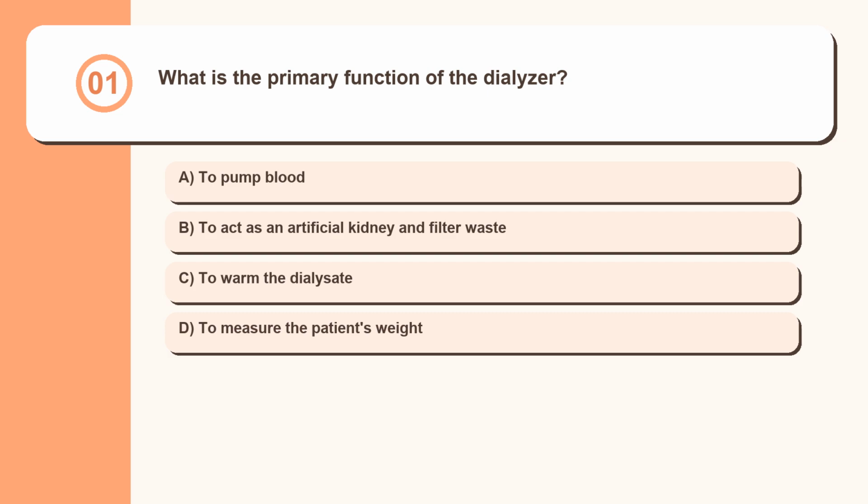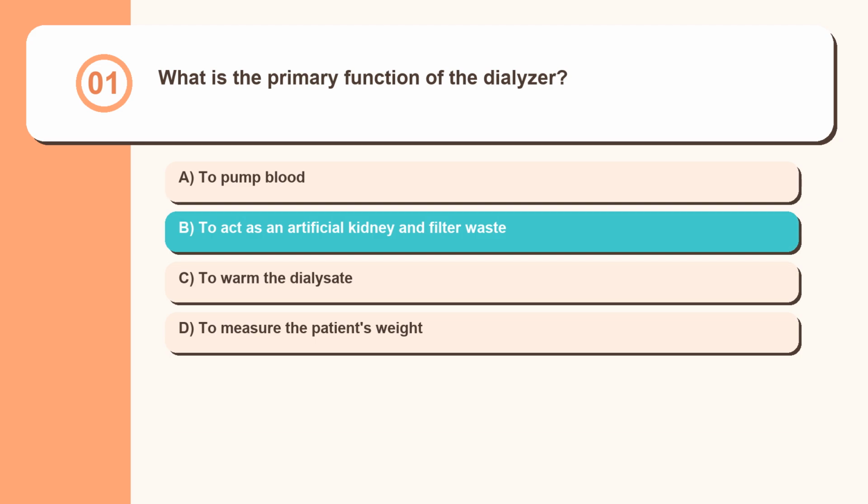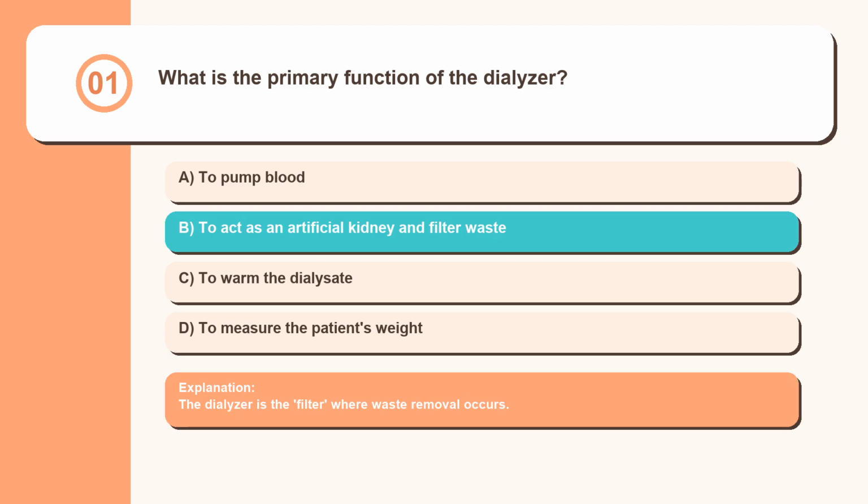Question 1. What is the primary function of the dialyzer? To pump blood, to act as an artificial kidney and filter waste, to warm the dialysate, to measure the patient's weight. The dialyzer is the filter where waste removal occurs.